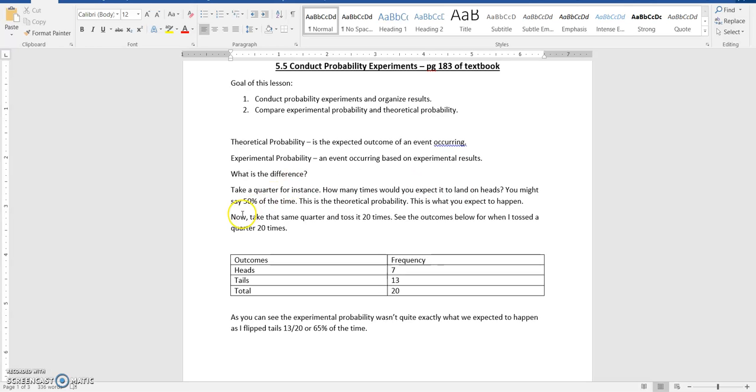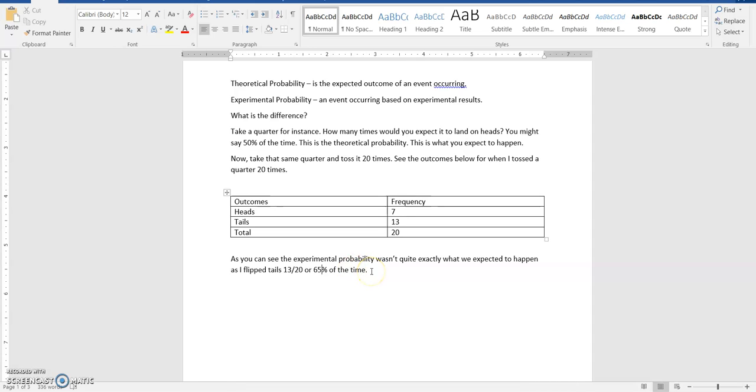Okay? Now take that same quarter and toss it 20 times as I did. As you can see, the outcomes below are a bit different than 50% of the time. So I flipped heads 7 times and tails 13 times for a total of 20 times. As you can see, the experimental probability wasn't quite exactly what we expected to happen, as I flipped tails 13 out of 20 times, or 65% of the time.